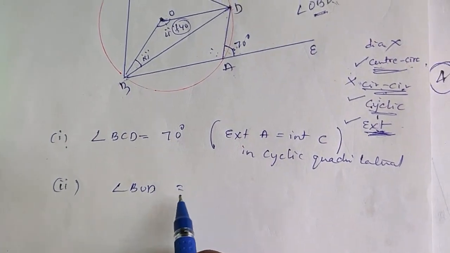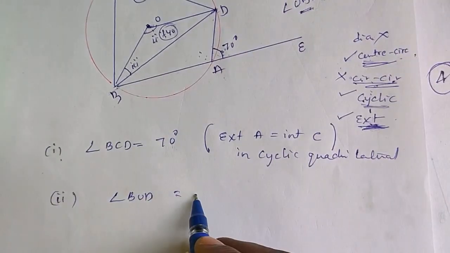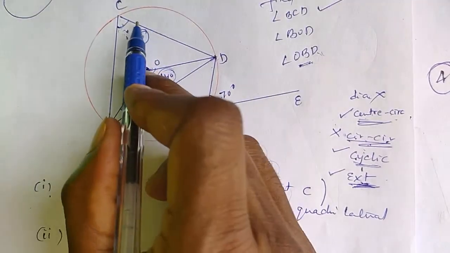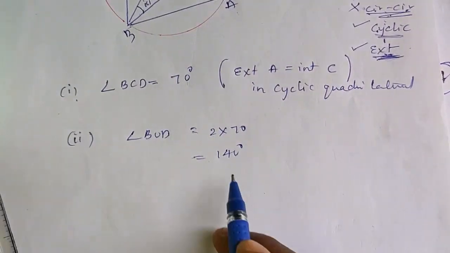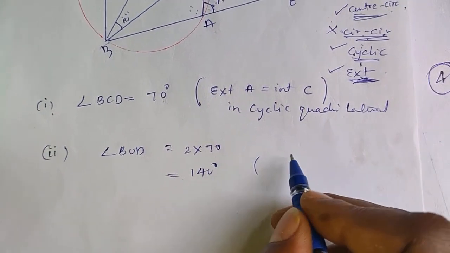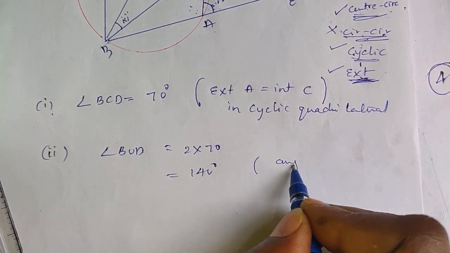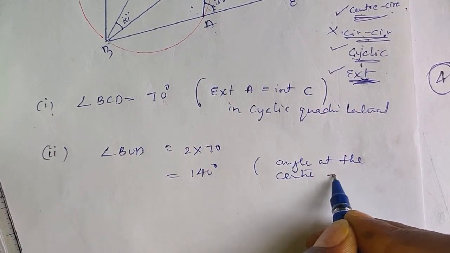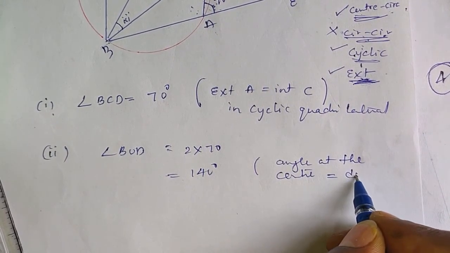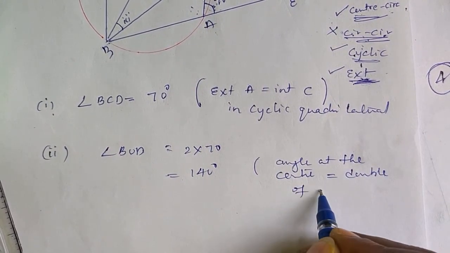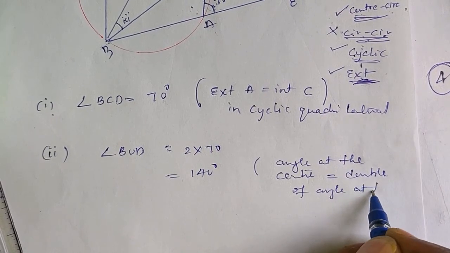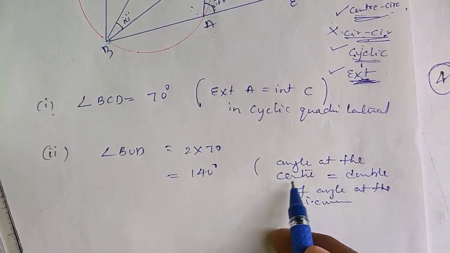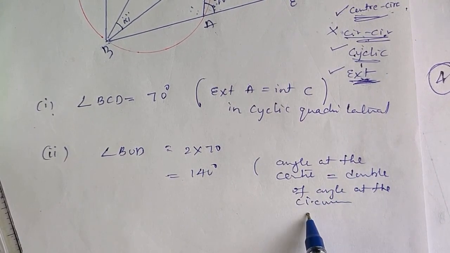Now angle BOD is equal to, angle BOD is how much? 2 into 70 degree. That means 140 degree, because this is 70, center angle is double of that, 2 into 70, 140. Reason, what to write? Angle at the center is equal to double of the angle at the circumference.